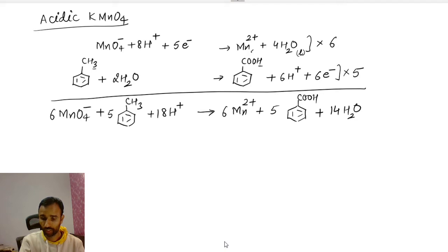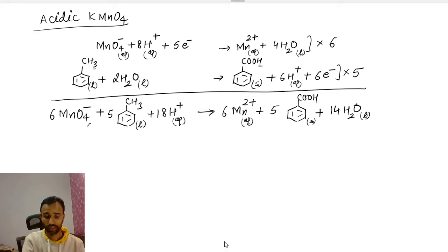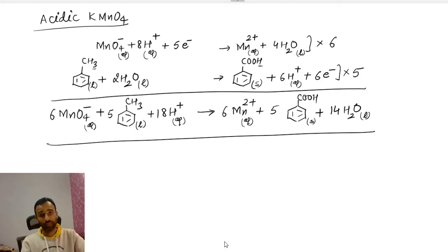H2O is liquid, Mn2 plus aqueous, toluene is liquid, H2O is liquid, benzoic acid is solid. So it is solid, liquid, aqueous, aqueous, liquid, aqueous. So this is the balanced equation in acidic medium.